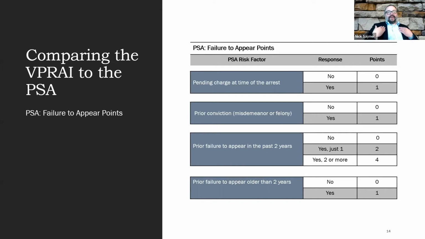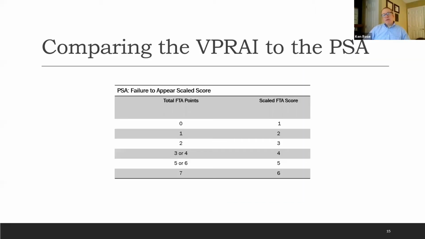Now, there's some other concerns about not doing an interview, and we won't get into those necessarily now, but certainly something that is very easy to score, very easy to get through relatively quickly, assuming you have access to criminal history. Okay. And so then the scoring for failure to appear.